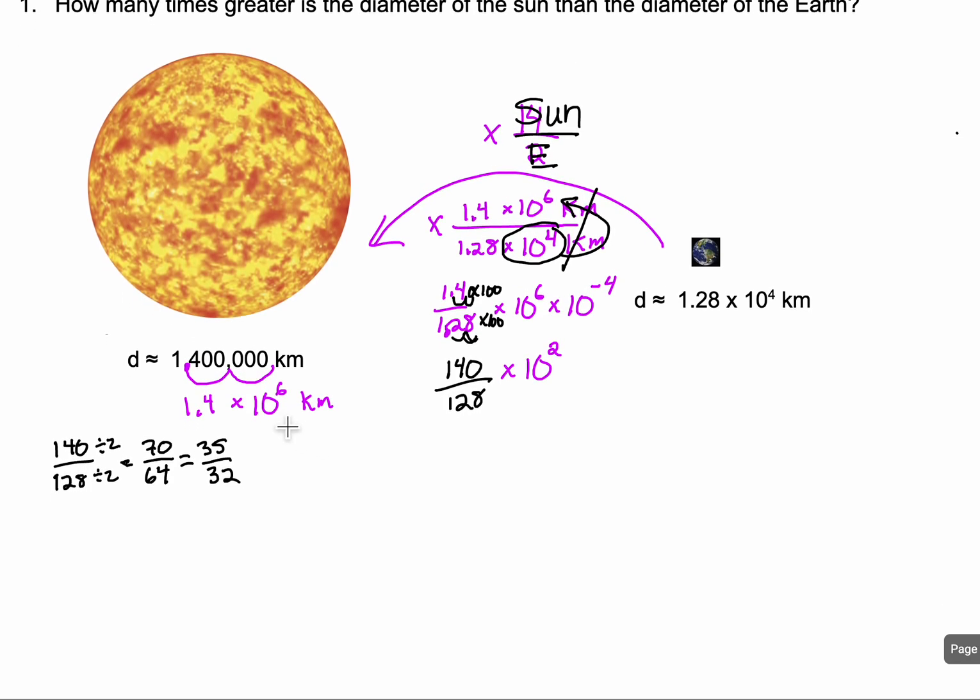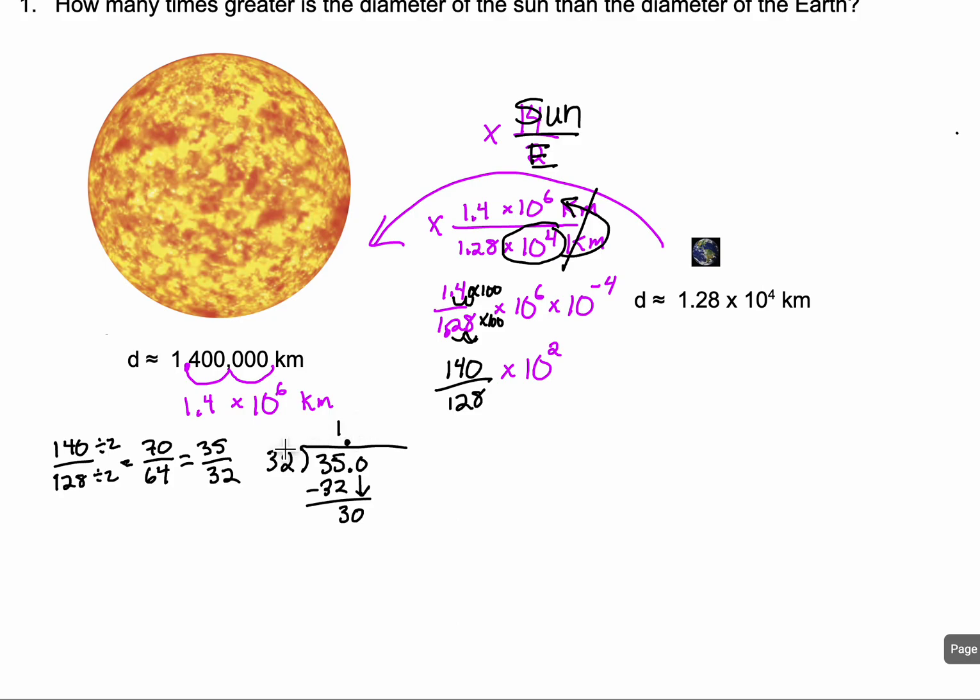And it looks like I'm going to need some space. So we'll just get it set up. 32 is on the outside of the house. 35 goes inside the house. Put in my decimal. 32 goes into 35 once. Subtract 32 from that. So 3, bring down the 0.